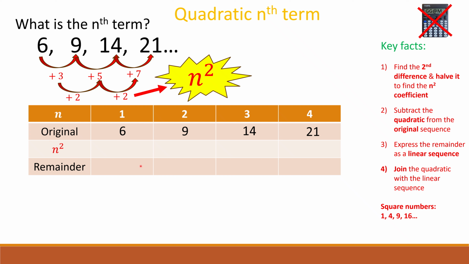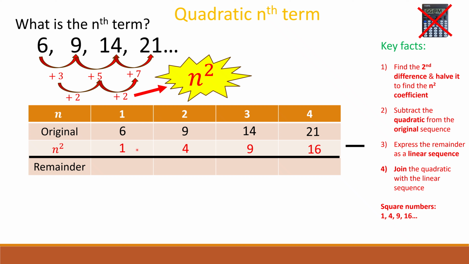So your square numbers I've written down here for you. 1 times 1 is 1. 2 times 2 is 4. 3 times 3 is 9. And 4 times 4 is 16. They are square numbers. Once we've got these numbers here, the original numbers, which was the question, and the n squared, which I've worked out and written in the table, I'm going to subtract these.